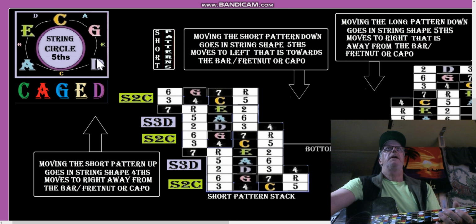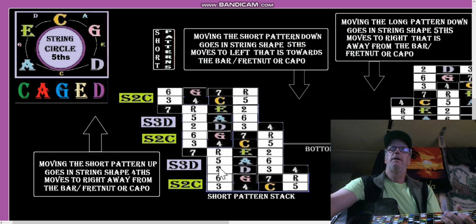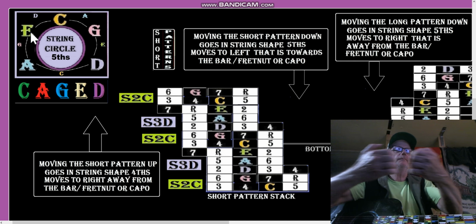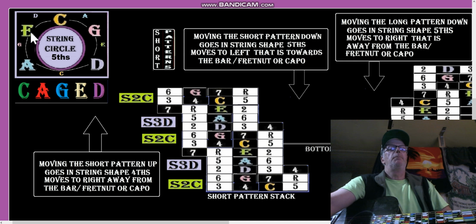Going the other way, it's in fourths. So when we're going down, it's in string shape fourths. The only difference is between the C and the E, because of that missing fret there. I believe it's the reason, but it may not be. But it's a good enough explanation.